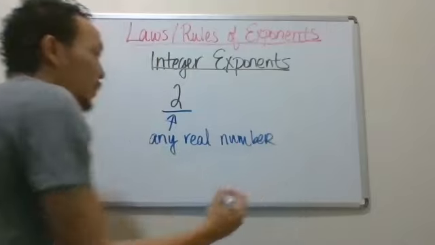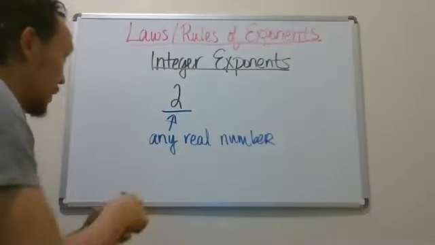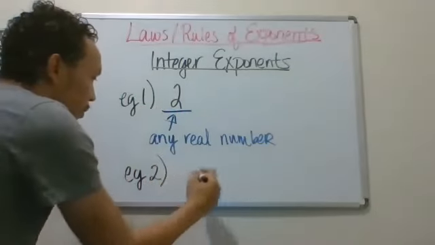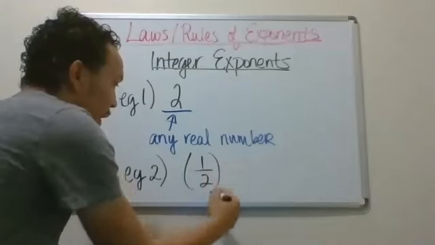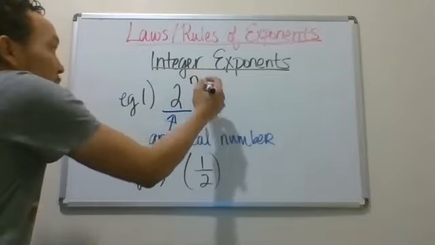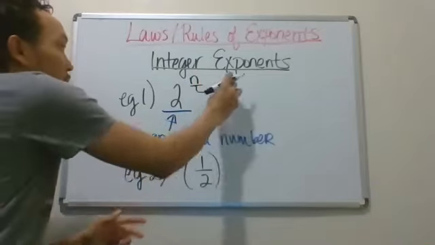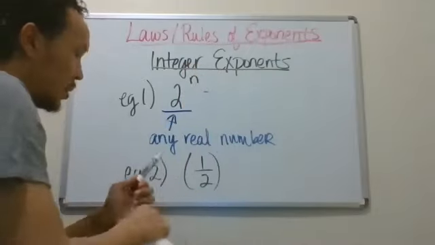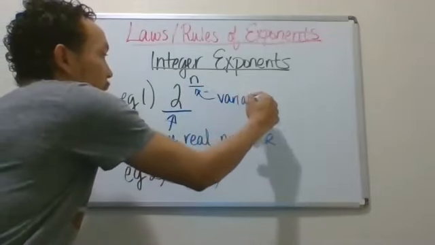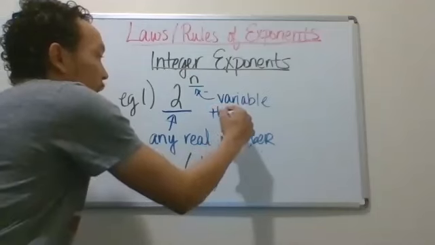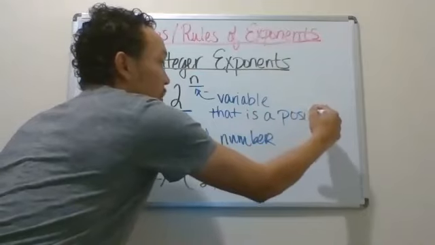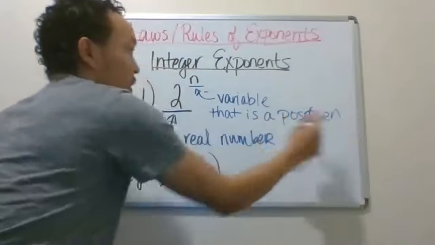And this could be, for example, another example. I would say this is example 1. I will give this example 2. So we can have an integer exponent as 1/2 raised to some variable n that is a positive integer.